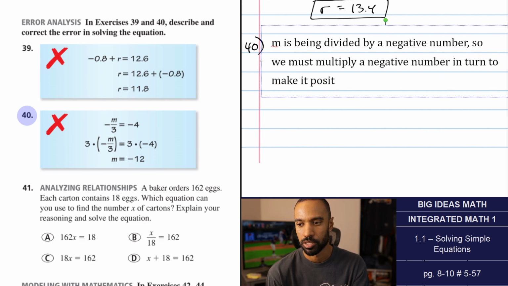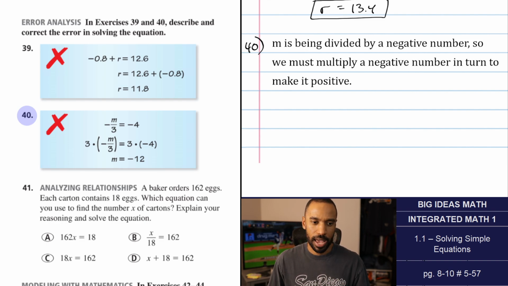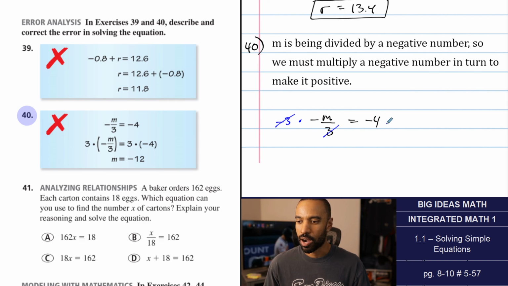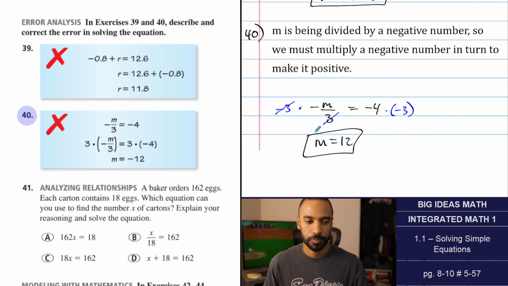To make it positive. Okay, so they multiplied by 3. Close. Negative 3. Negative 3 divided by 3 is negative 1 times the negative 1 is positive 3. Doesn't matter how you put it. I'd prefer you put the negative on the bottom there, worked it out that way. But this is m equals positive 12, not negative 12.